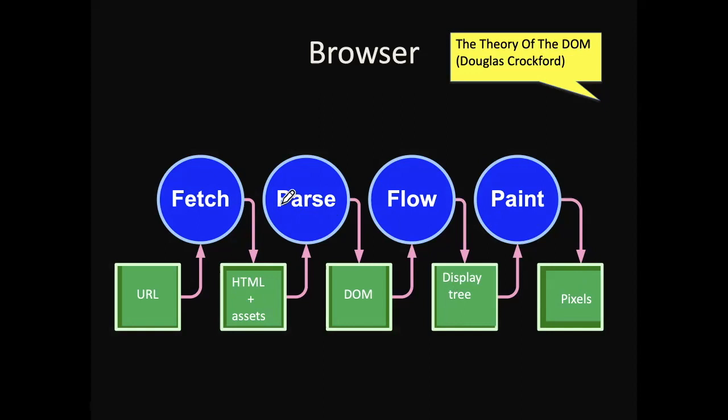So this flow from fetch phase to parse phase to flow phase to paint phase is what happens every single time the URL address in the browser changes. Of particular importance to us is this DOM structure, because it is a JavaScript object representation, and we can write JavaScript code which can interrogate this DOM and make changes to it. And anytime the DOM changes, immediately the browser goes back into flow phase, paint phase, and repaint.